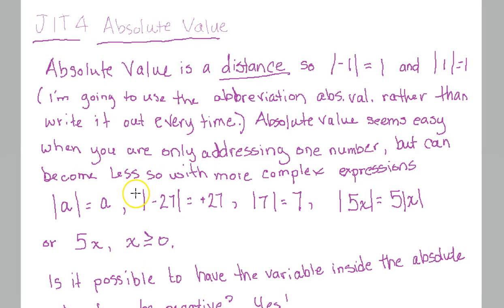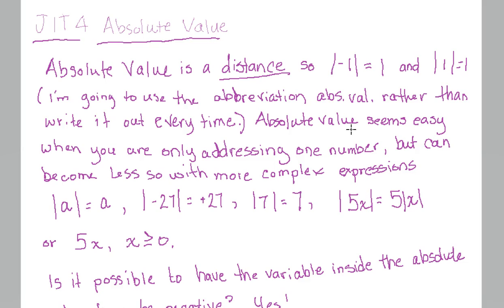Okay, so going forward, I'm going to use the abbreviation ABS VAL so that I don't have to write absolute value out every time, just so that you guys are aware. And I will agree that absolute value seems easy when you're thinking about only one number or a very small set of numbers that you're dealing with. But the more complex the expression, the more difficult it tends to become.